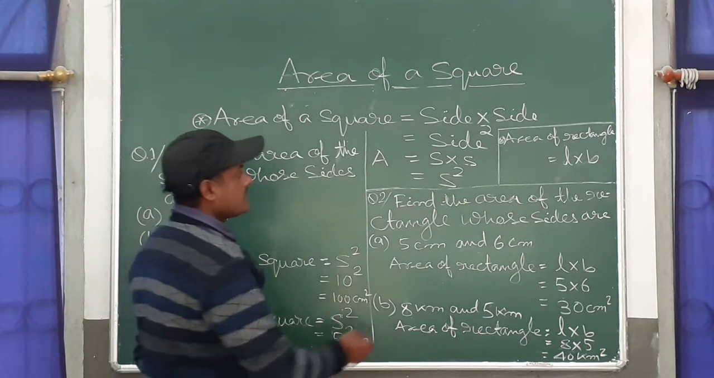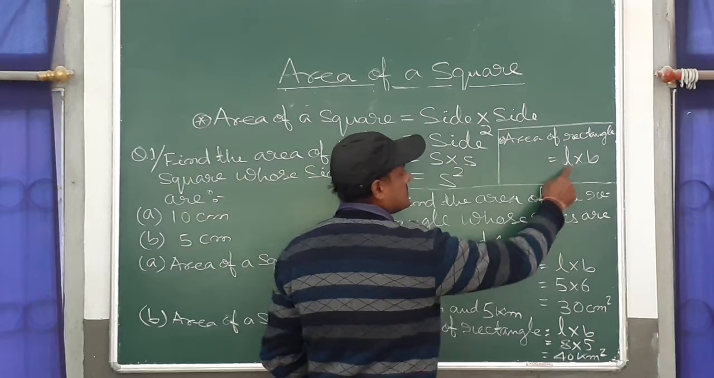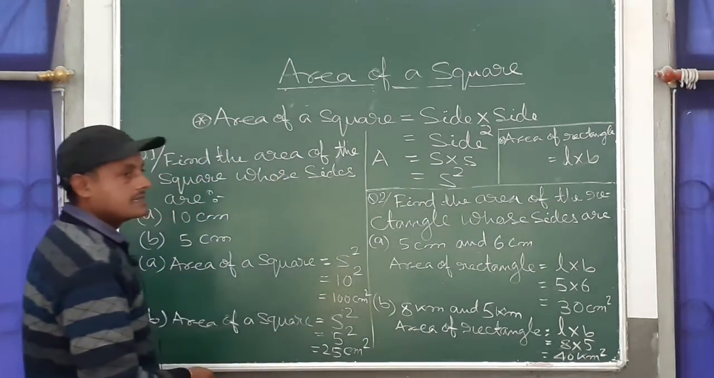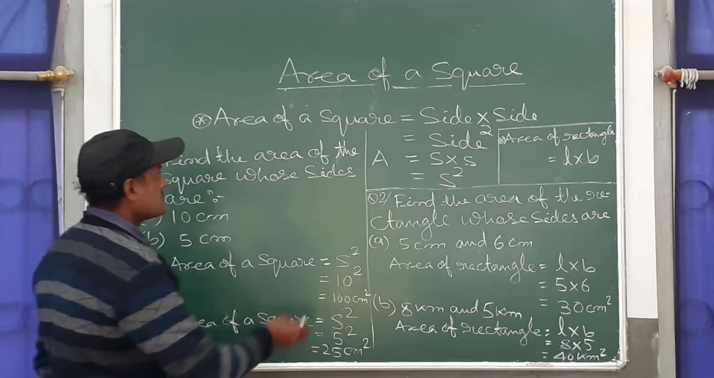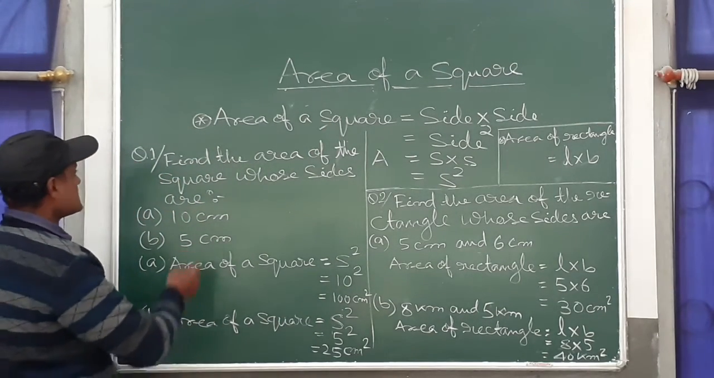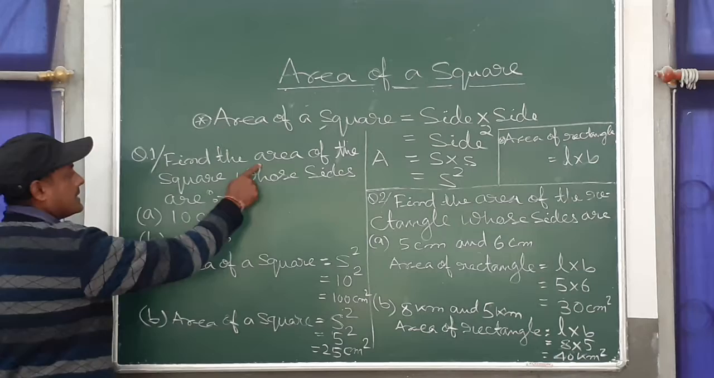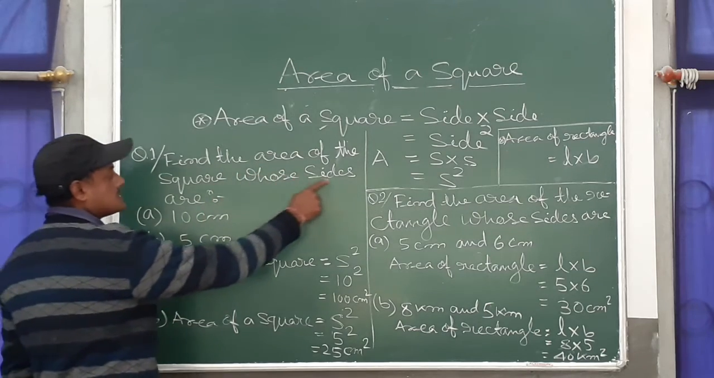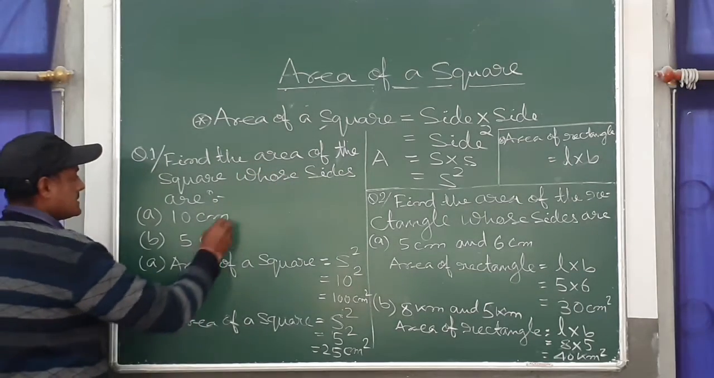Okay, in the same way area of a rectangle is equal to L into B, length into breadth. So first we will do area of a square. We'll take one example. Find the area of the square whose sides are 10 centimeter.